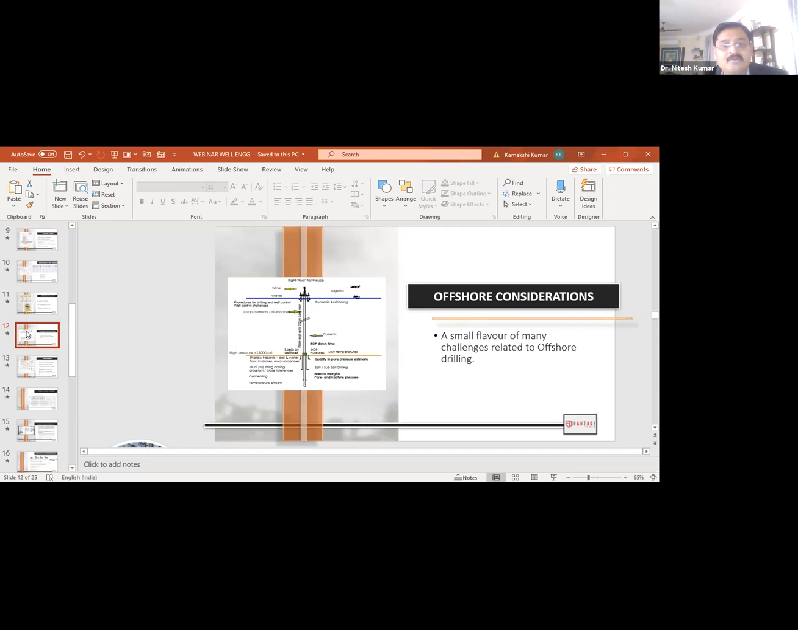So we'll discuss this in more detail, but you will have challenges like loop currents, hurricanes. Then you will be worried about low temperatures, high pressures, shallow hazards, subsea, cementing challenges, temperature effects, narrow pore pressure frac gradient challenges. This is a big challenge in offshore consideration. You may have salt drilling. So all these challenges would be discussed in this topic, which is basically an hour lecture on offshore considerations. Okay.